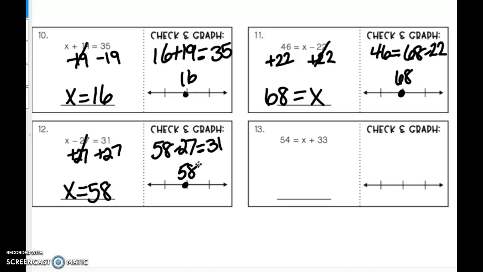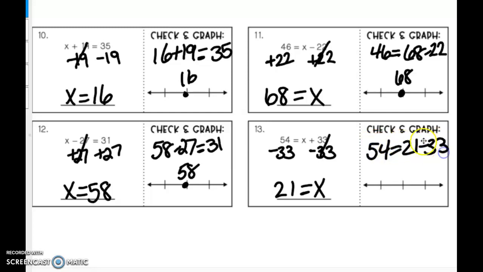Number 13, our last one here, x is being added by 33, so the opposite is to minus 33. So x is equal to 54 minus 33, and that is 21. And I don't know why my marker isn't working, and so 54 equals 21 plus 33. And right here we're going to graph.